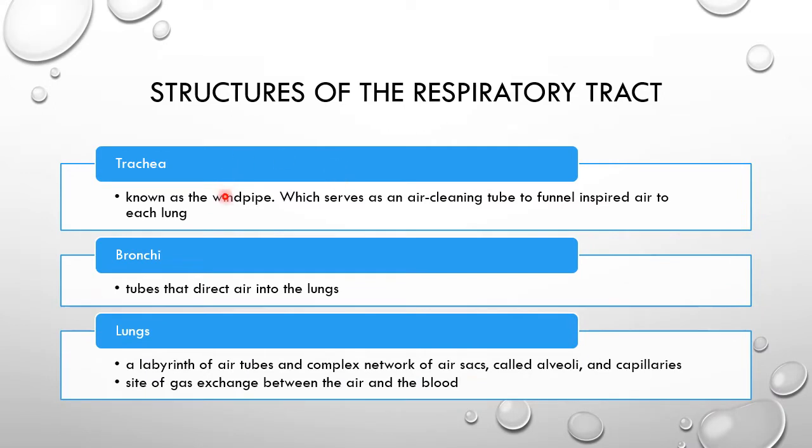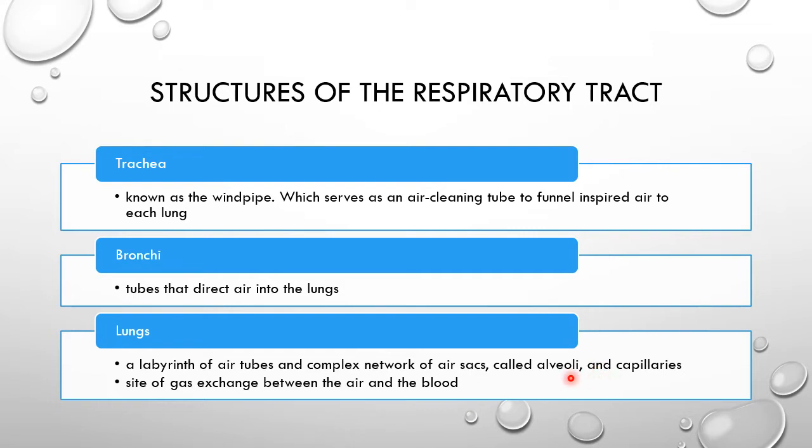Then the trachea, this is called your windpipe. This serves as an air cleaning tube to funnel inspired air to each lung. And the bronchi are the main tubes that direct the air into the lung. So if you just imagine, you have a trachea first, and then it divides into a right and left bronchi.